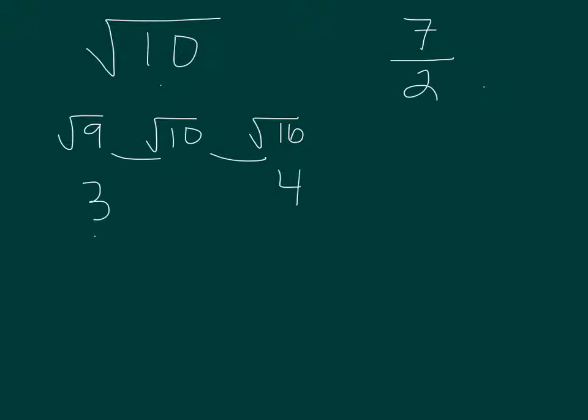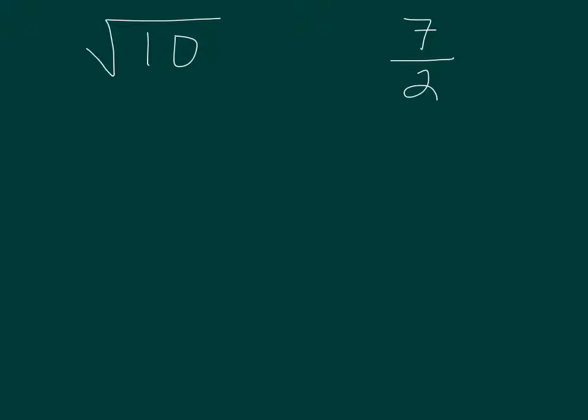I got 3 and 4 because the square root of 9 is 3, and the square root of 16 is 4. So it's going to be closer to 3. It's actually going to be really close to 3 because 10 is just one spot away from 9. So I can guess that the square root of 10 is approximately 3.1 or 3 and 1/10. I'll also accept 3 and 2/10.